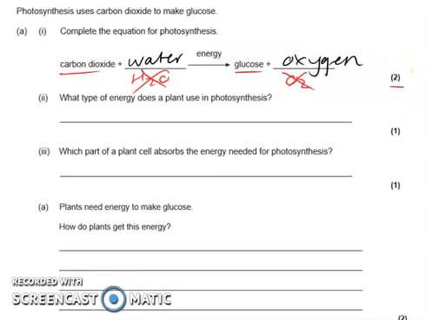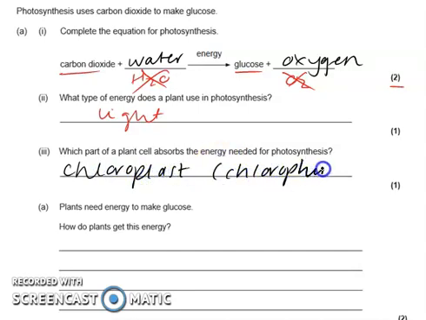Next one. What type of energy does the plant use? It uses light energy. Which part of the plant absorbs the energy needed for photosynthesis? This is the chloroplast. And you can also say chlorophyll in brackets as well. It's probably worth in this case to write both because sometimes I've seen in the mark scheme that you only need to write one of them, but I would always write both. So that implies light energy is absorbed in the chlorophyll found in the chloroplast.